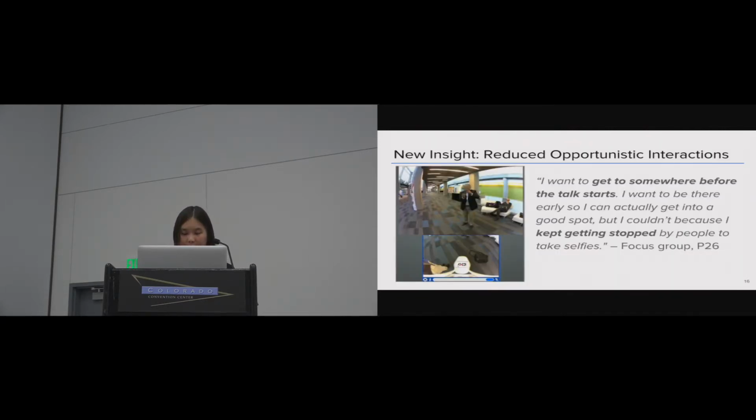Additionally, prior work has stressed that one of the unique advantages of these telepresence systems is the ability to opportunistically interact with other people. However, what we found was that remote participants de-emphasized opportunistic interactions in favor of getting to places early. For example: I want to get somewhere before the talk starts, I want to get there early so I can get into a good spot, but I couldn't because I kept getting stopped by people who wanted to take selfies.